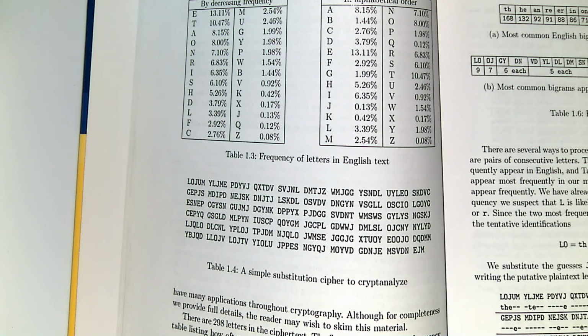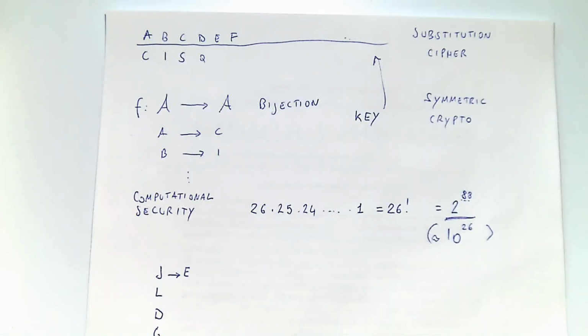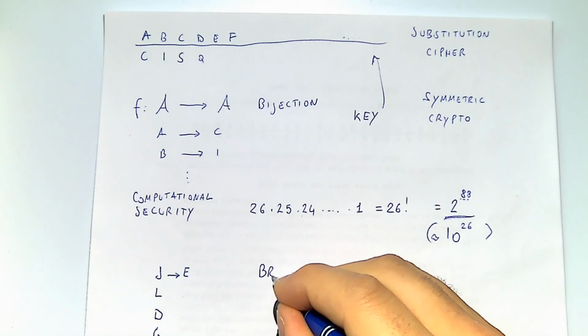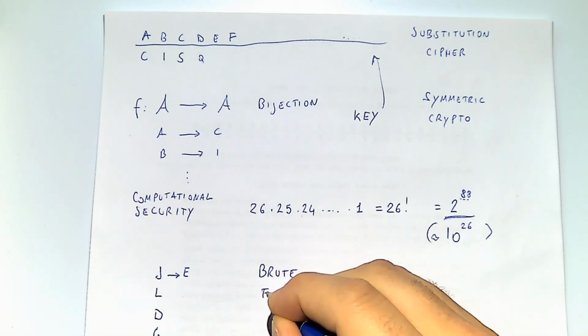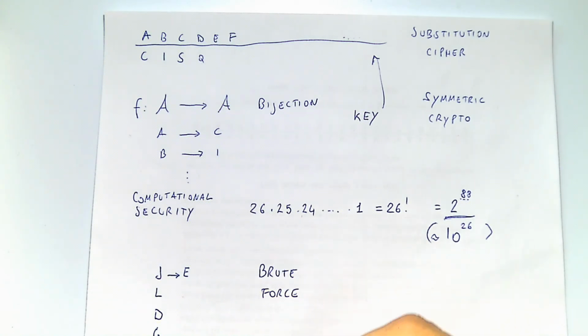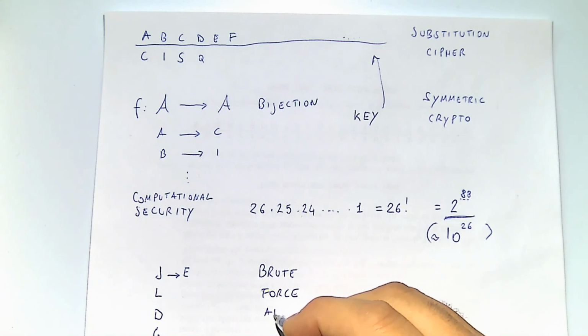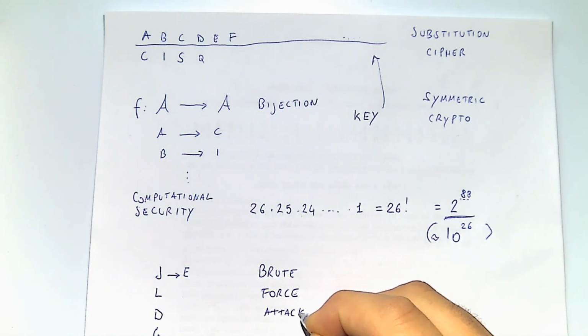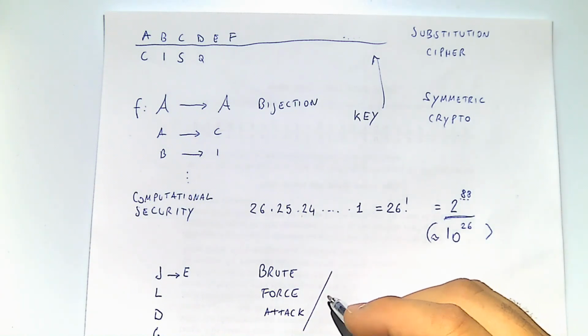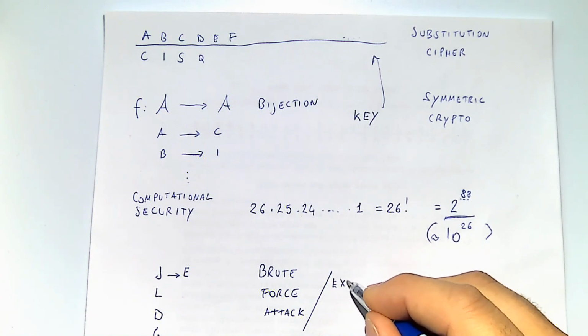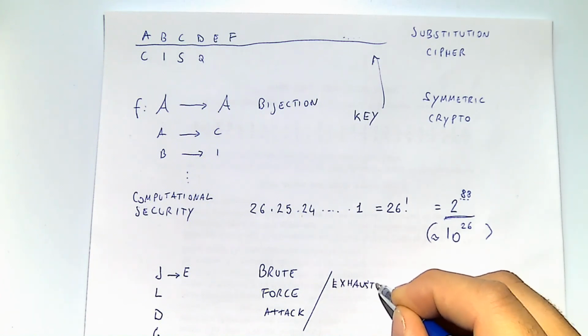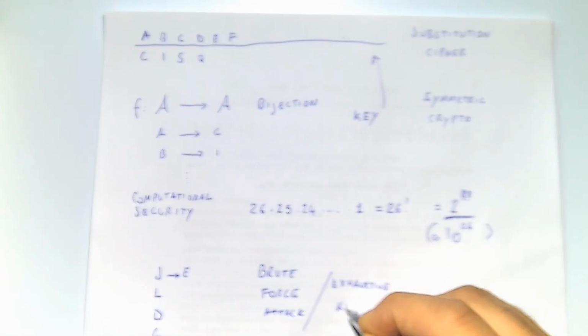So what we looked at before, and I can write it here because it's an important idea, is what we call a brute force attack, which is self-explanatory, also known, for example, as exhaustive key search.